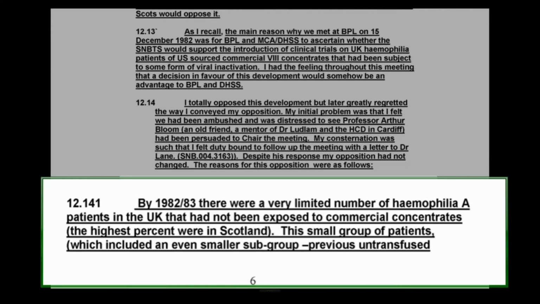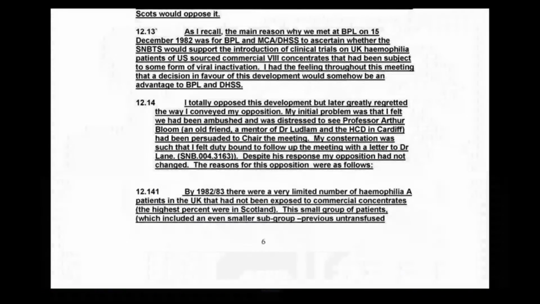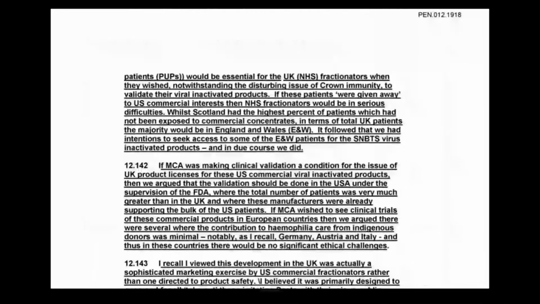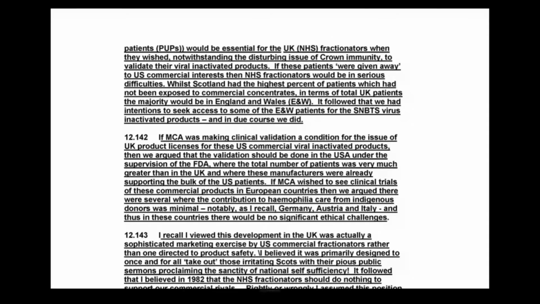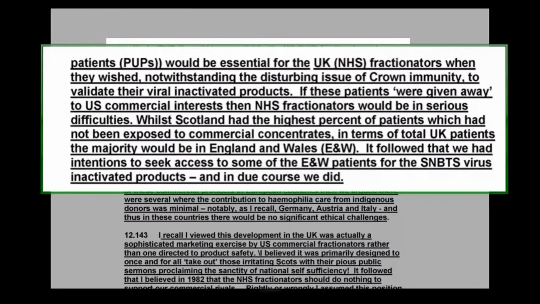And his reason here is by 82-83, there were a very limited number of haemophilia A patients in the UK that had not been exposed to commercial concentrates, so very few previously untreated with commercial concentrates. The highest percentage were in Scotland. This small group of patients, which included an even smaller subgroup, previously untransfused patients, PUPs, would be essential for the UK NHS fractionators when they wished, notwithstanding the disturbing issue of Crown immunity, to validate their viral inactivated products. If these patients were given away to US commercial interests, then NHS fractionators would be in serious difficulties.